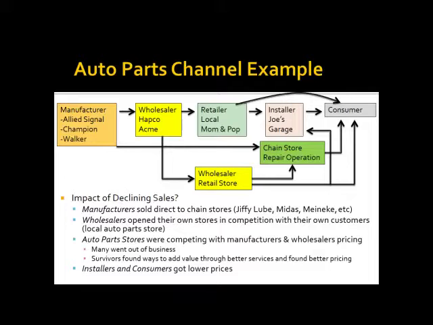Wholesalers were furious, of course, but all the manufacturers were doing it. There was nothing they could really do. The chain store could buy it at the same price that they could buy it for. So what did they do? They opened their own stores, retail stores, in competition with their own customers. That way they could capture some of that. They had the parts and lower prices. They could just open up their own stores.